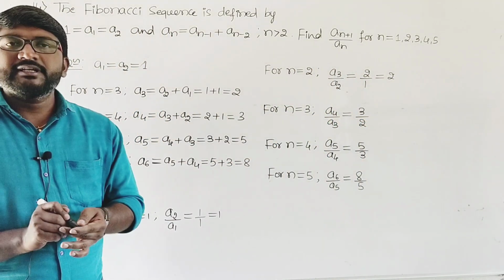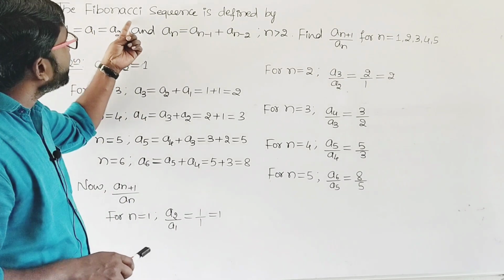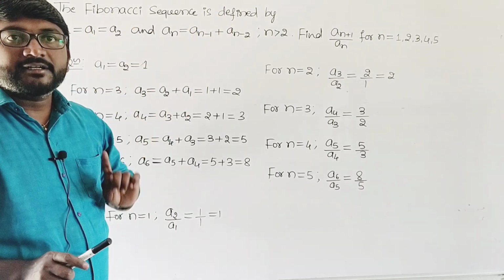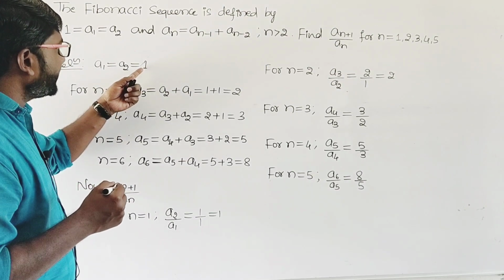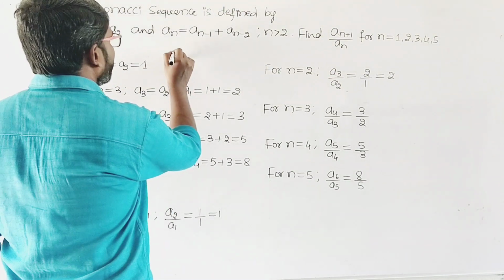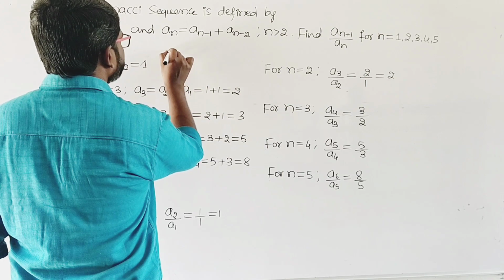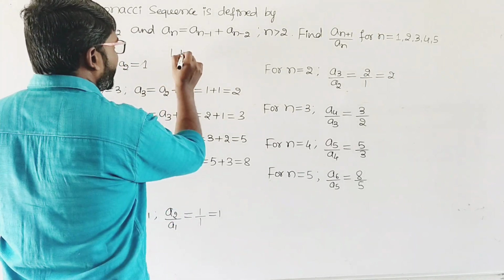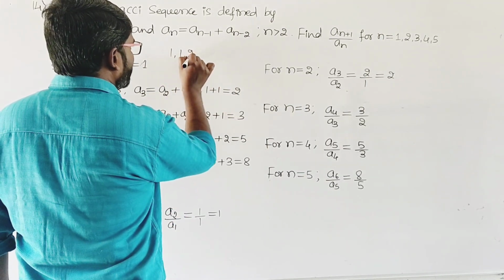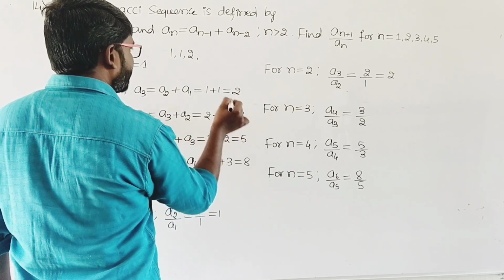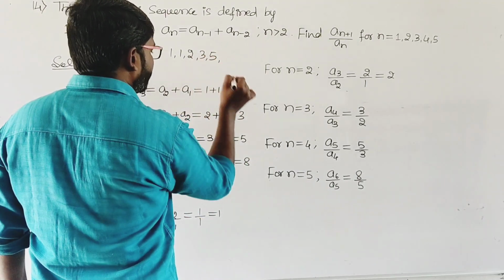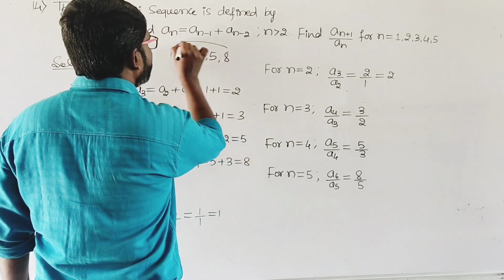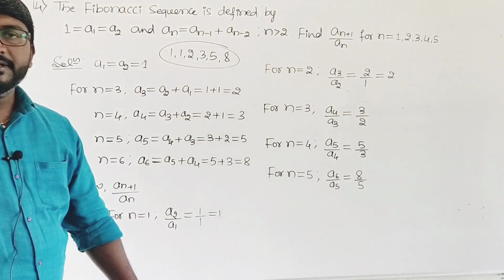So here he has used the term, the Fibonacci sequence is defined by. What is the Fibonacci sequence meaning? So here we'll write the terms now. A1 is 1, then A2 is also 1. What is A3? It is 2. Then A4 it is 3. Then A5 it is 5. Then A6 it is 8. This is the Fibonacci sequence.